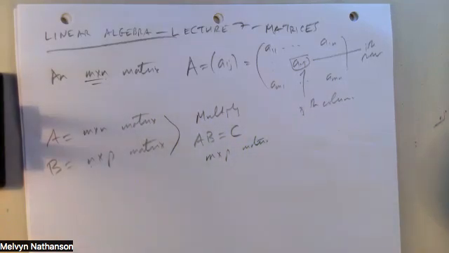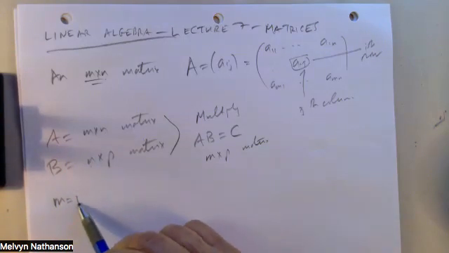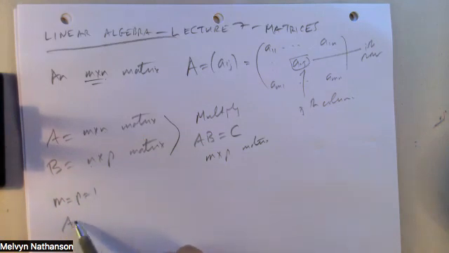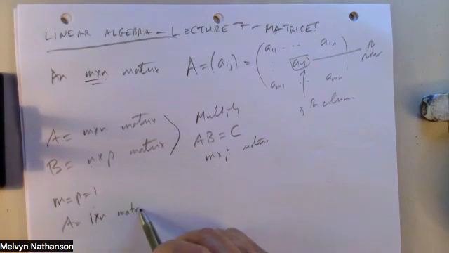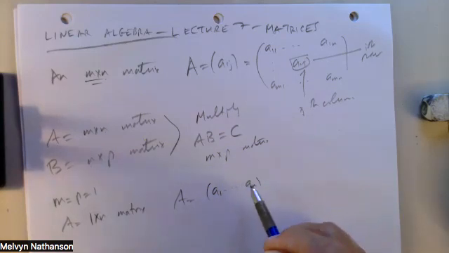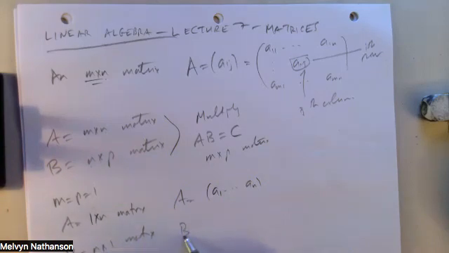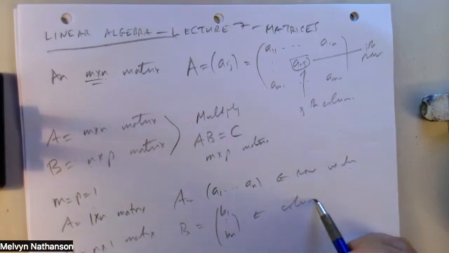Let's take the simplest case, maybe when m and p are equal to 1. So A is a 1 by n matrix. That means one row, n columns. It's just a row vector. Let me write it as A1 up to AN. And B is an n by 1 matrix. So B has n rows and 1 column. So this is a row vector, if you like. This is what we would call a column vector.